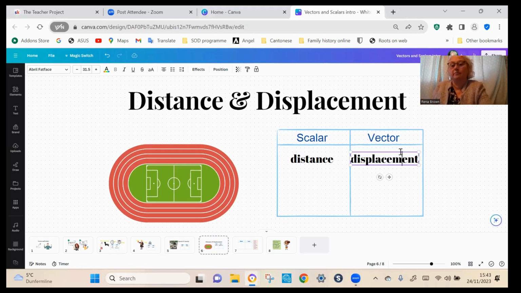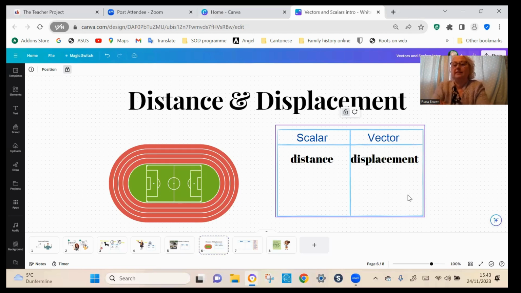Okay, fine. So which one of those two has a magnitude and a direction? That's right, the vector displacement has a magnitude and a direction. Distance, just a magnitude. So imagine this is a 100-meter circuit, and we start here at the top, and we run 100 meters around it. Our distance traveled is 100 meters. But actually, our displacement is 0 meters.